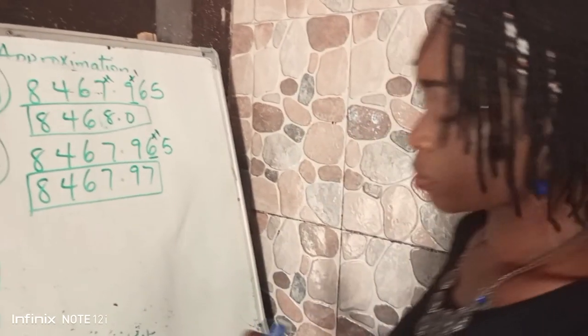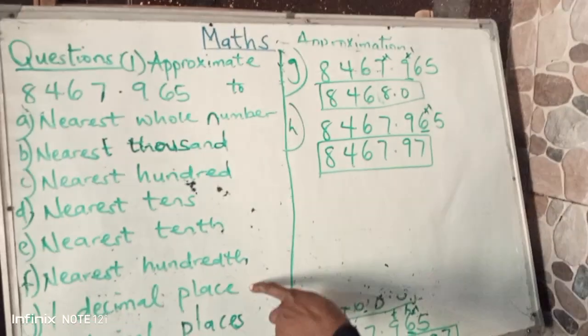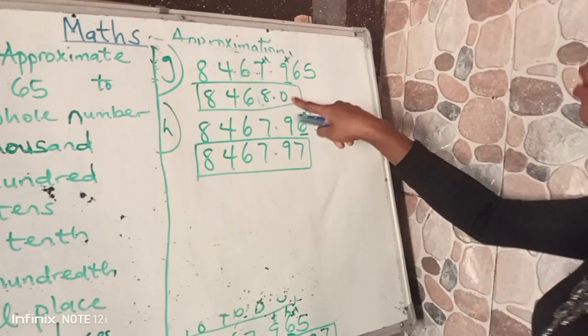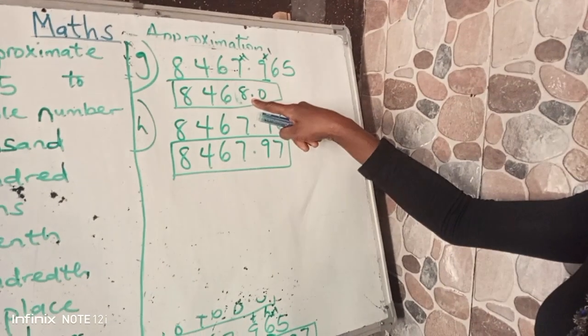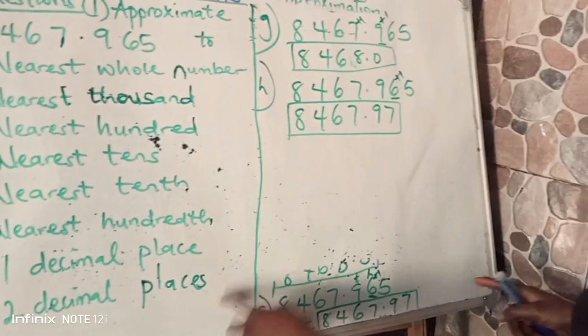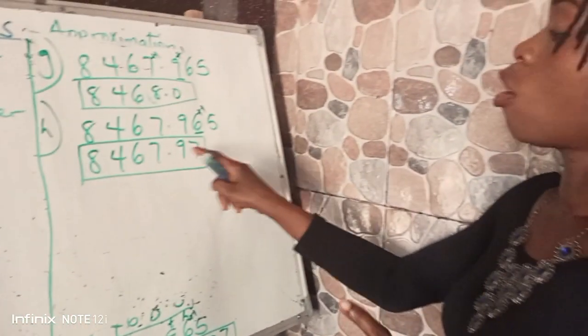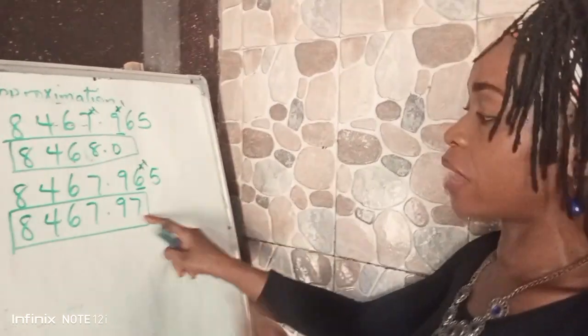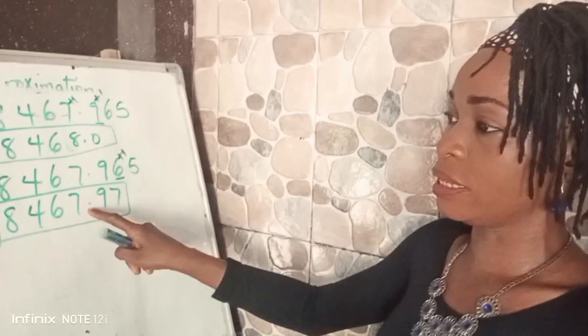Please, how do you know if you are correct? A quick check. 1 decimal place: make sure that your answer reflects 1 decimal place, has only 1 number after the decimal point. 2 decimal places: make sure that your answer reflects 2 numbers after your decimal point, please.